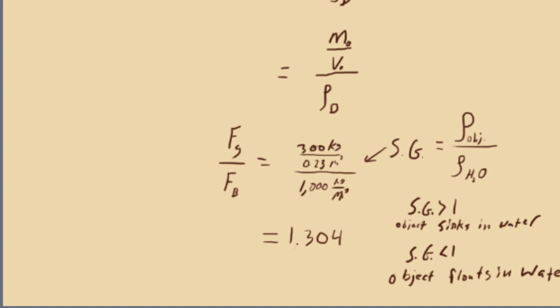And this comes in helpful because if we look at the ratio of these two things, and the specific gravity of an object is greater than one, the object will sink in water. But if the specific gravity is less than one, the object will float in the water.